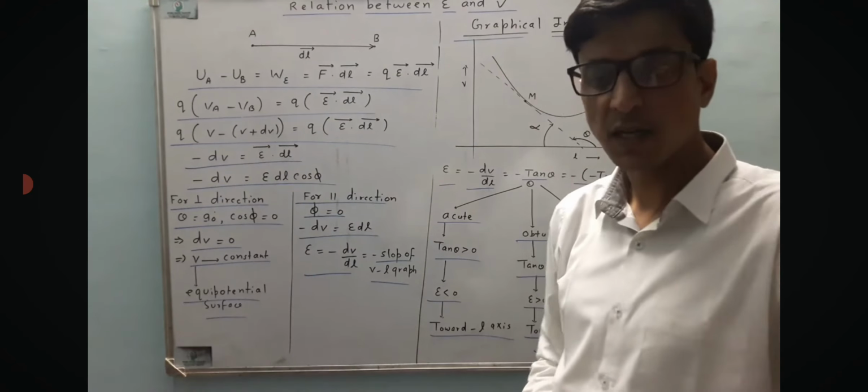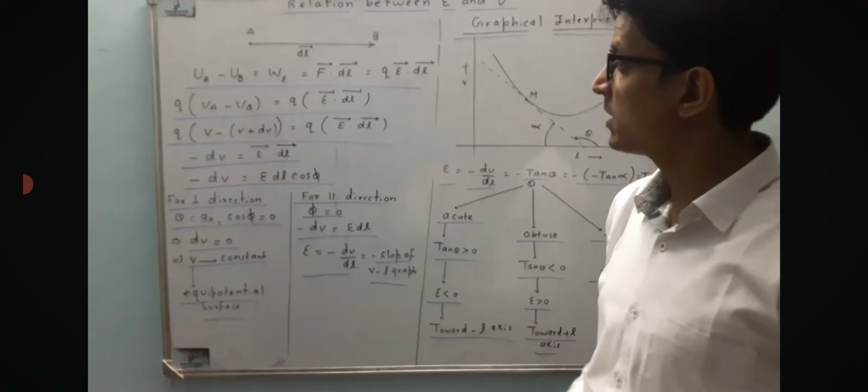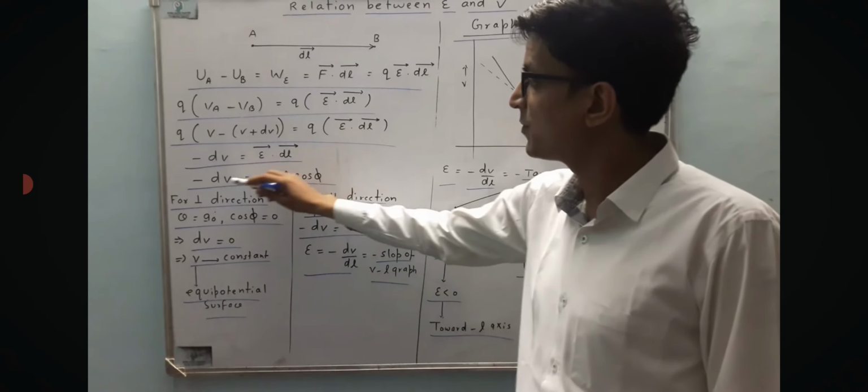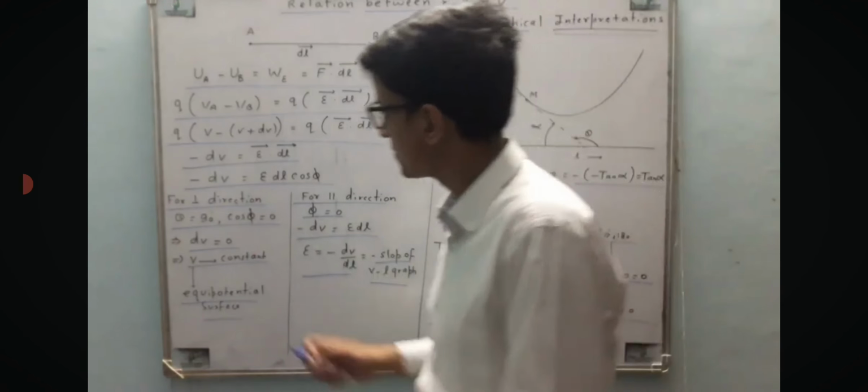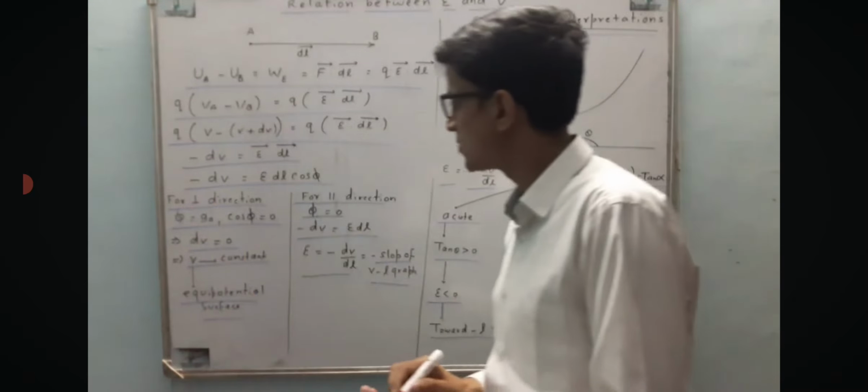Suppose that the angle between the electric field and the displacement is phi. So we have minus dV is E dl cos phi. Now for perpendicular directions, this phi is 90 degrees. So cos phi will be 0.